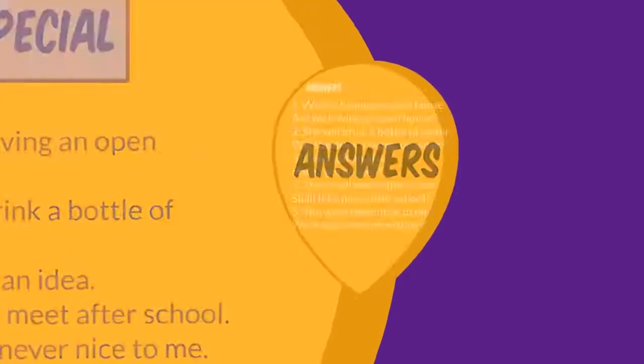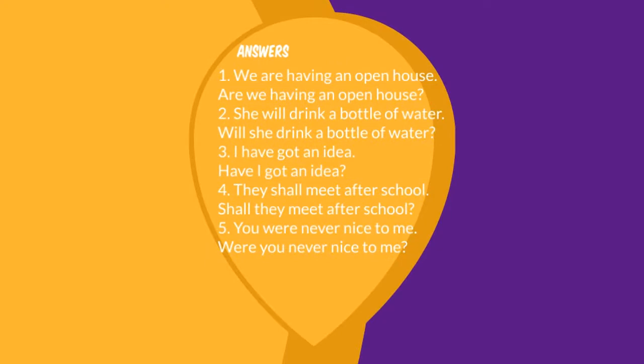I hope you checked your own rules as well, because you already wrote down that for special verbs, we need to invert subject and verb. So that means that we need to find the first verb in the sentence and we need to find our subject. In the first sentence, our subject is we and the first verb is are, so we swap them around. Are we having an open house?